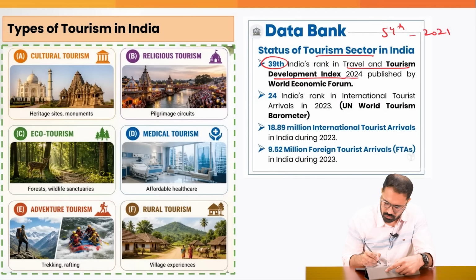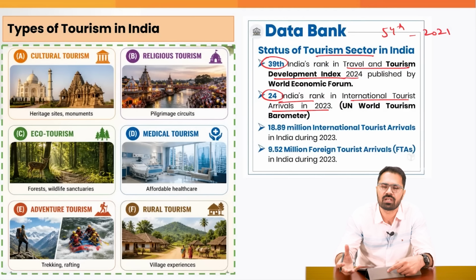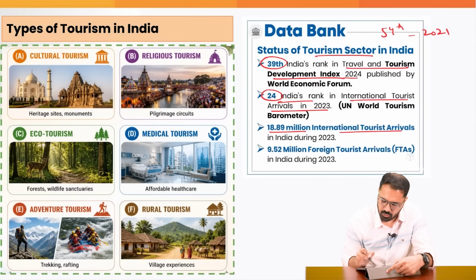Okay? So 24 is India's rank in international tourist arrivals in 2023. So in terms of tourist arrivals, we are at the 24th rank. That means 23 countries have more foreign tourist arrivals as compared to India. Now, 18.989 million international tourist arrivals during 2023 and 9.52 million foreign tourist arrivals during 2023.